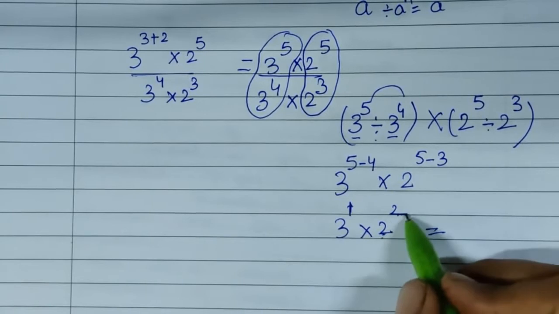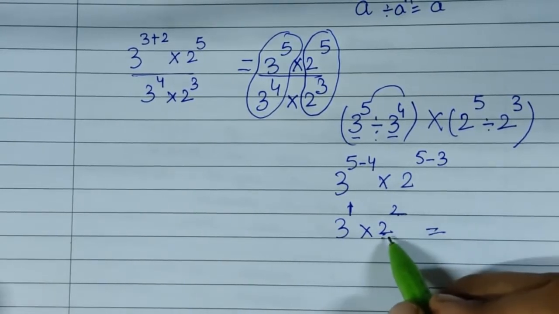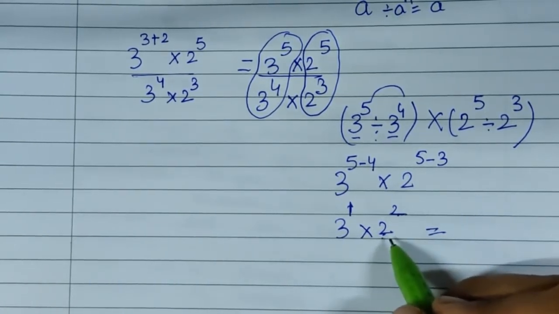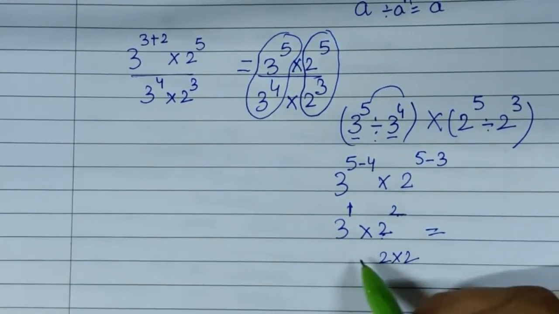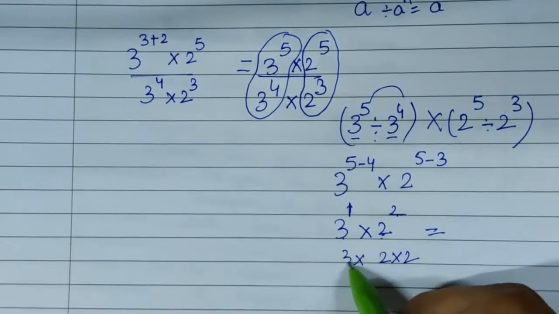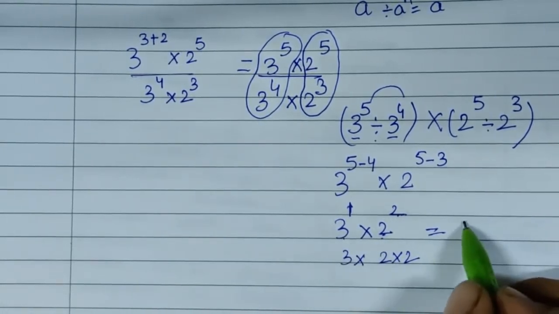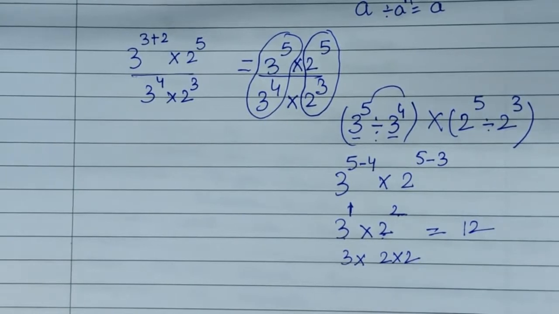Do not multiply here. I am just doing what? I am multiplying 2 times. Means 2 into 2 into 3. We get what? We get 12. So this is your final answer.